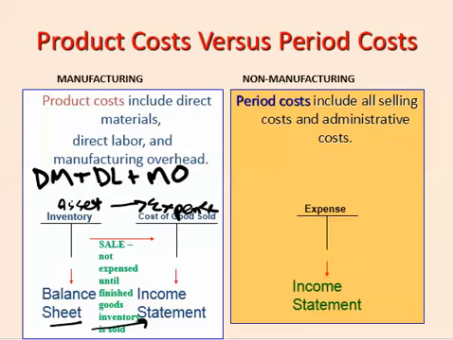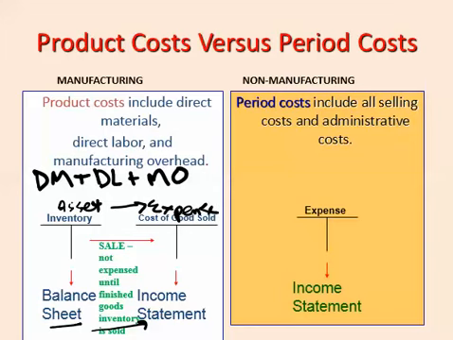So real quickly, let's review those costs. So product costs are going to be all the costs involved in acquiring or making a product. And again, your direct materials, direct labor, and manufacturing overhead. And then the period costs are those selling costs and administrative costs. Those are expensed on the income statement in the period when incurred.